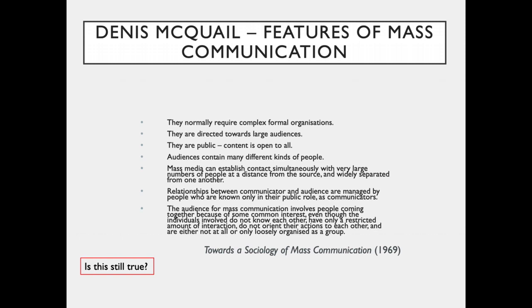So this is what McQuail says, and I'm not going to read out all of these, but let's have a quick look. Normally mass communication requires complex formal organisations. So that's Twitter, or the BBC, or a newspaper. A complex formal organisation. It's not one single person. That's one of the features of mass communication.